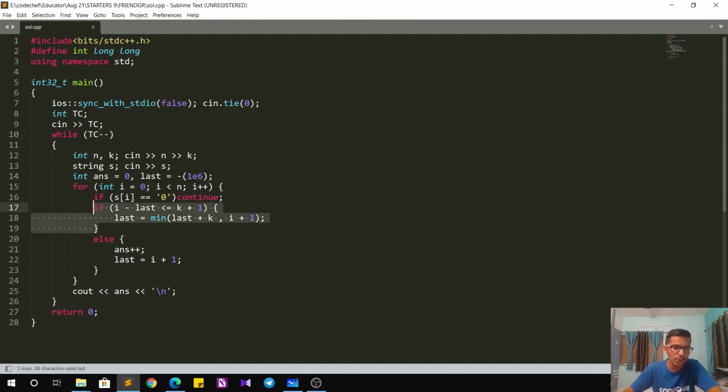Or else, if this is not true, it means that we have to start a new friend group from the current person. So answer plus plus and last equals to I plus 1. Now why last equals to I plus 1? Because it is beneficial for us that the person from where the group is starting, that person is one position right, so that it is beneficial for the next person. They are as close as possible. So pretty much a greedy solution, and then finally we just output the answer variable.